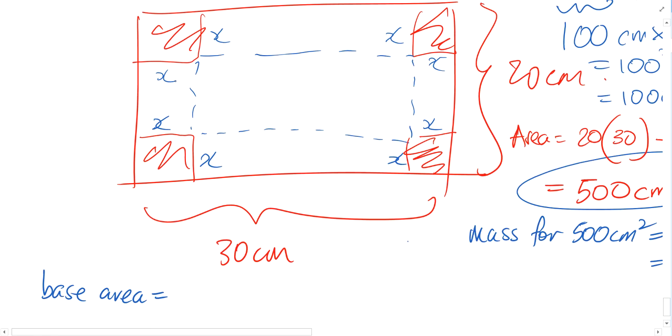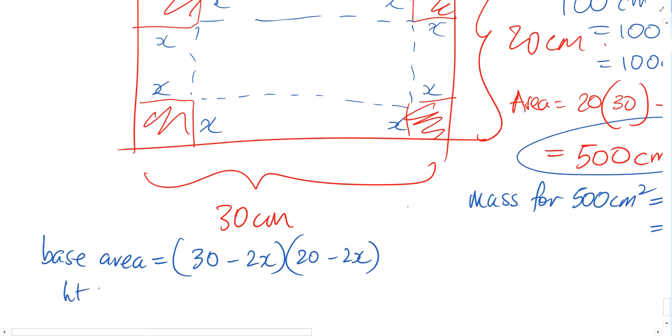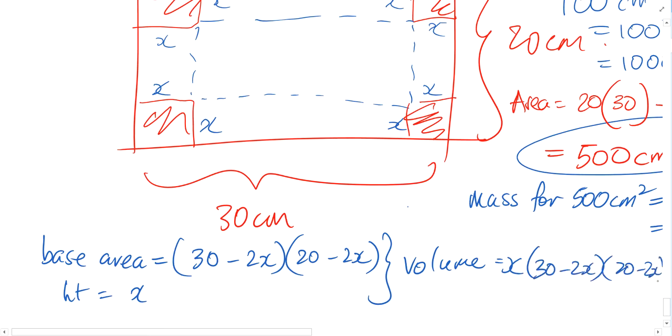30 minus x. Are you sure minus x? 30 minus x minus x. Okay, 30 minus 2x times 20 minus 2x. Okay, this is the base area. What is the height of this box? X. Height equals x. So volume equals base times height. X, 30 minus 2x, 20 minus 2x. And that's shown.